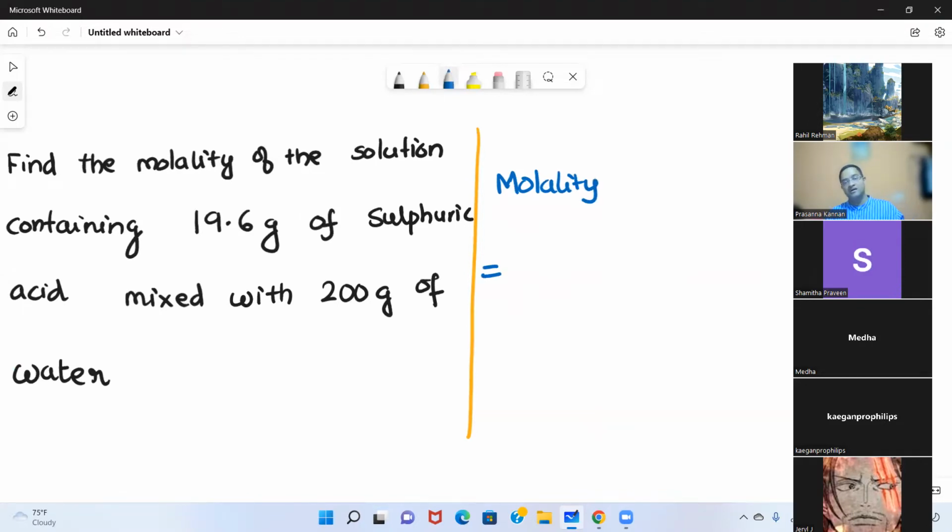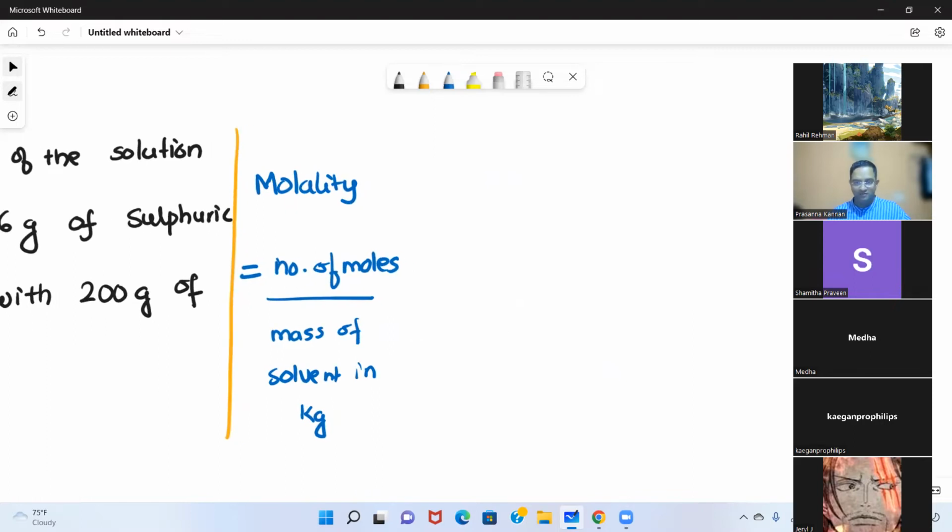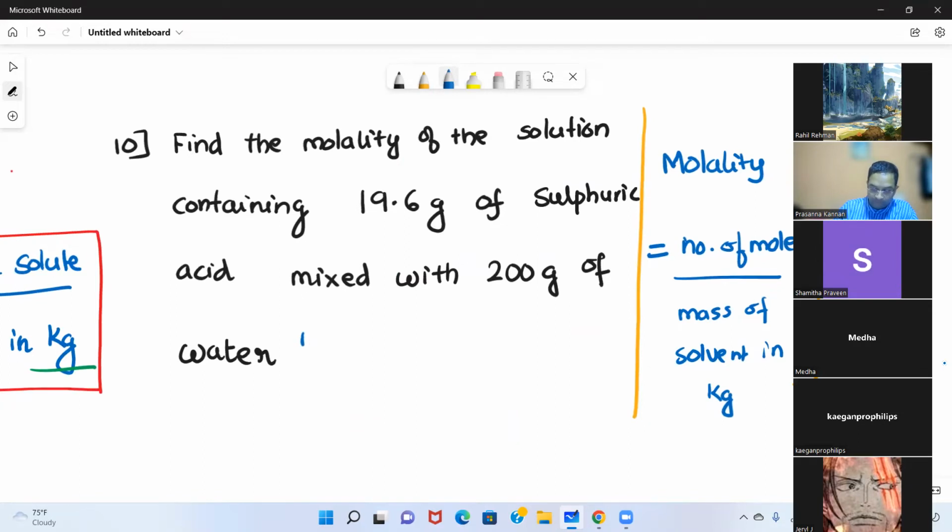As I told you, molality is nothing but the number of moles. So as usual, we have to find out the number of moles. Once we find out the number of moles, then we should divide it by the mass of solvent in kg. This is what we need to find out. First thing is number of moles, right? So how do you find out number of moles? Given mass divided by molecular mass.